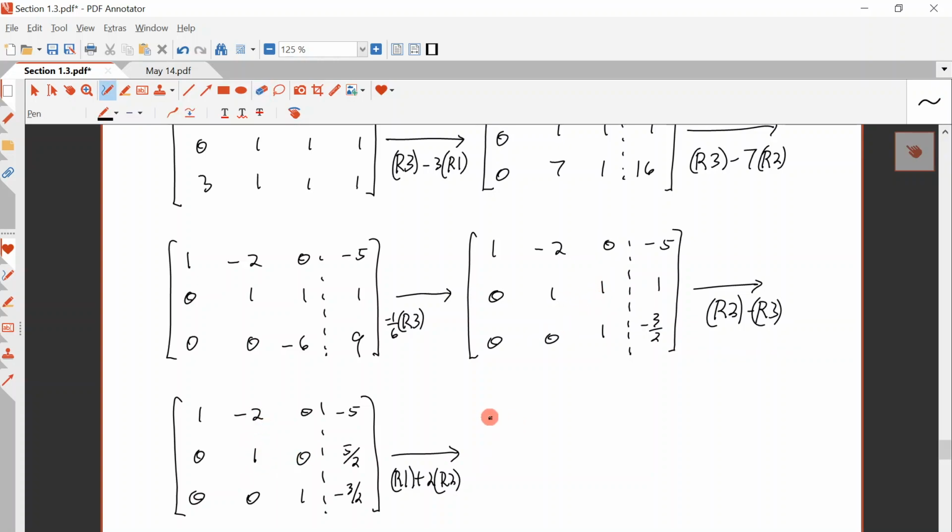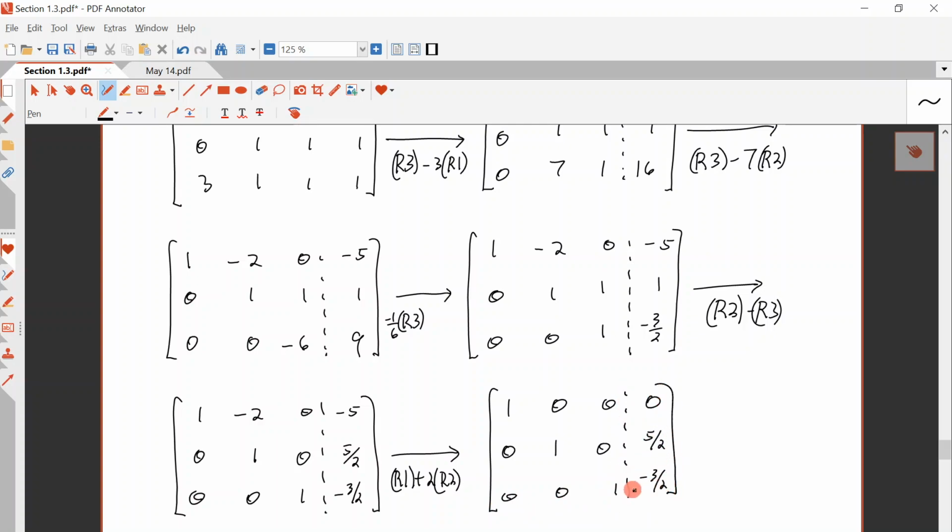Okay, so we add 2 here. 0 plus 1 plus 0 is still 1. And then minus 2 plus 2 is 0. 0 plus 0 is 0. And then minus 5 halves plus 2 times 5 halves is 0. So we have 0, 1, 0, 5 halves, and 0, 0, 1, minus 3 halves.